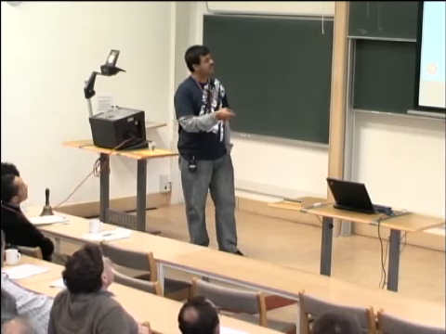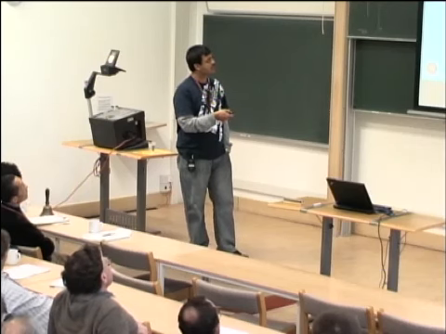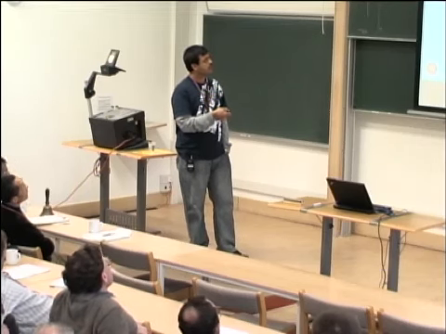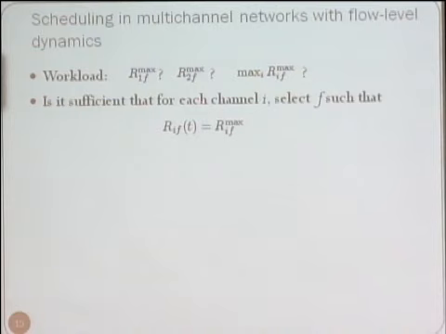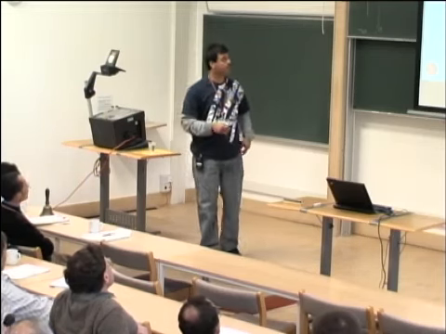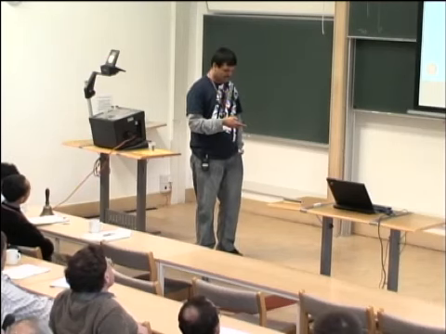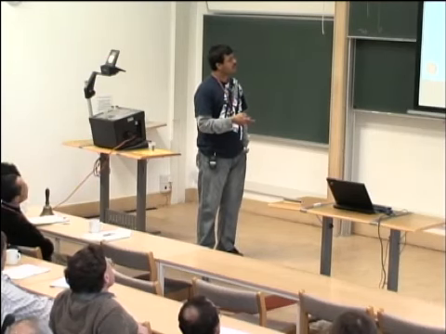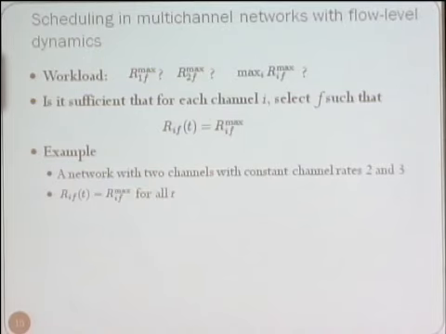And this is a very trivial example, but again, just to illustrate a point, I'm going to just go through the example. So for example, would it be sufficient for each channel to select a user which is in its best channel condition? So before, for a single channel network, the throughput optimal solution was just to select the user which is in its best channel condition. But in a multi-channel network, would this be throughput optimal? And the answer is no.